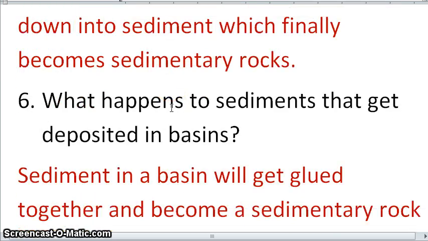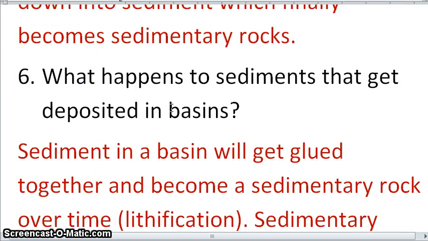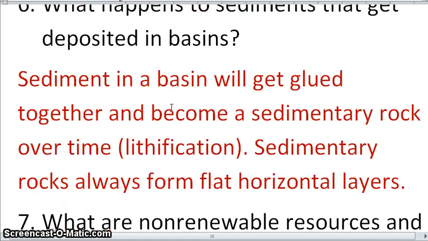The next question, what happens to sediments that get deposited in basins? And we have our answer here, sediments in basins will get glued together and become sedimentary rocks over time. They're going to lithify or harden and glue together. Those sedimentary rocks will always form in flat horizontal layers.